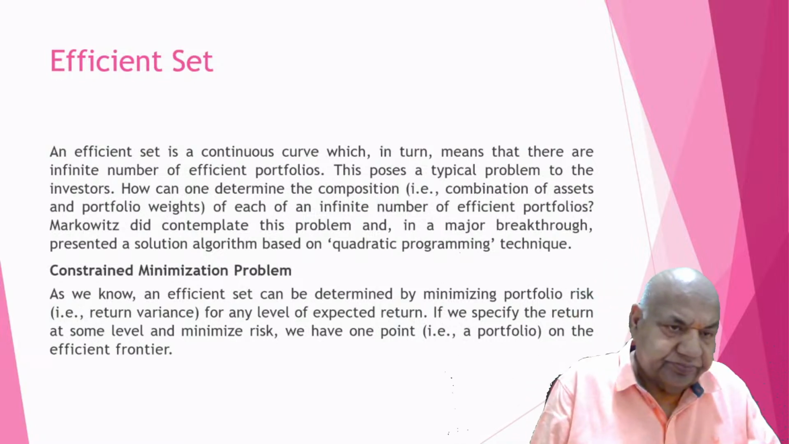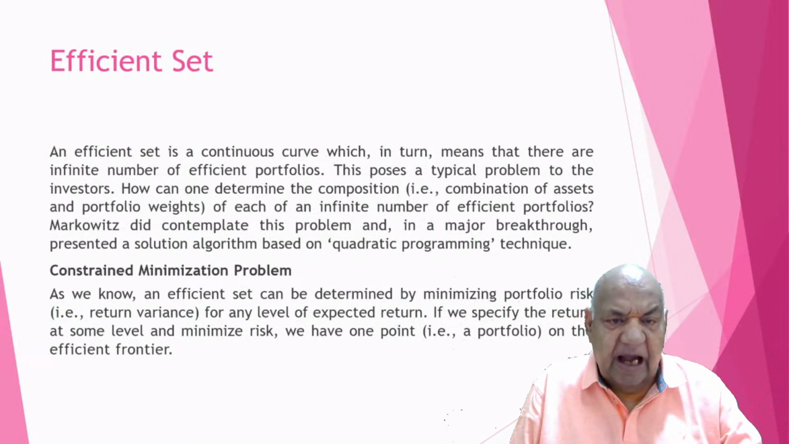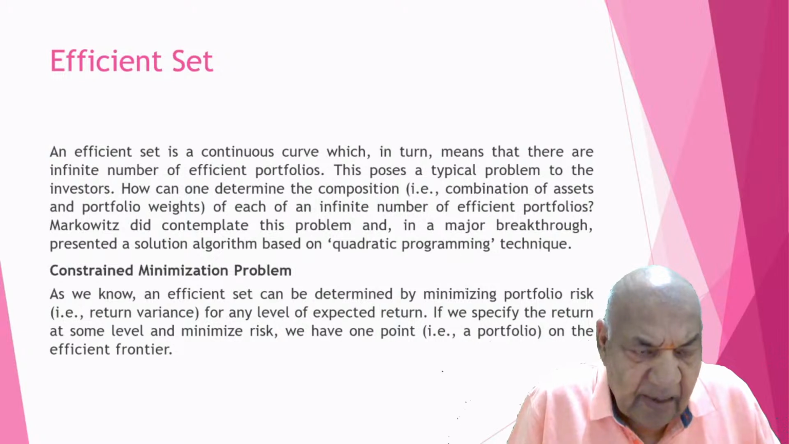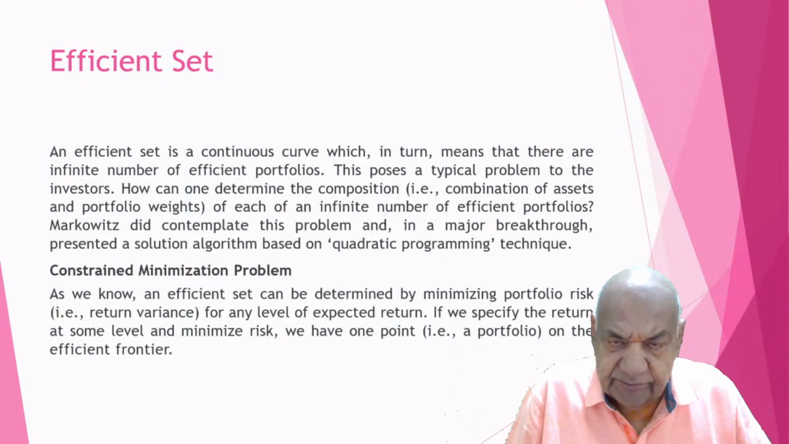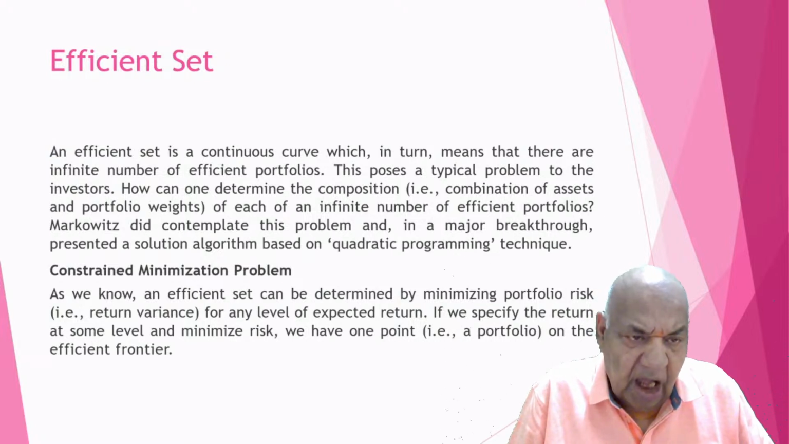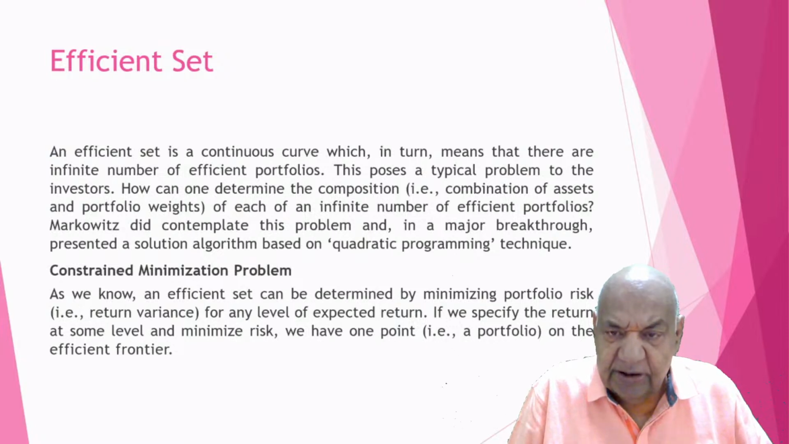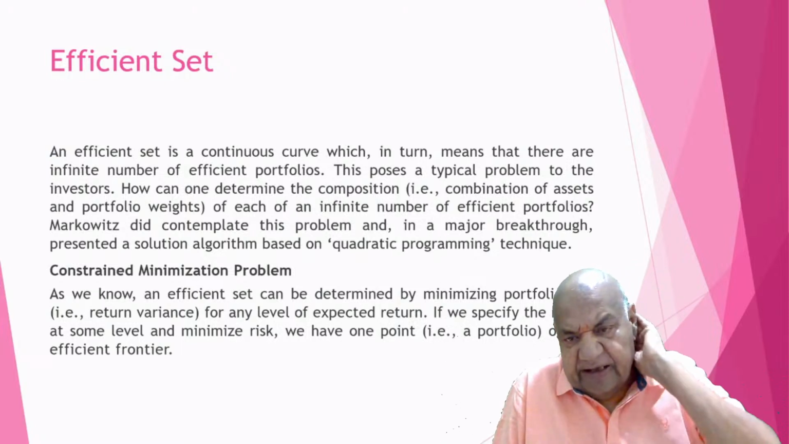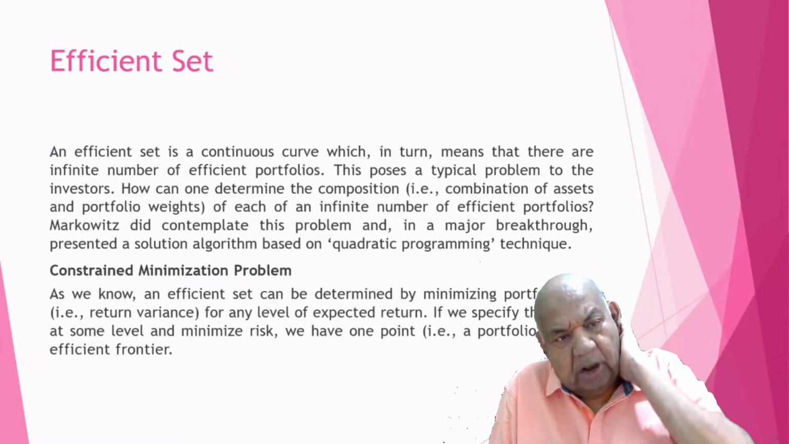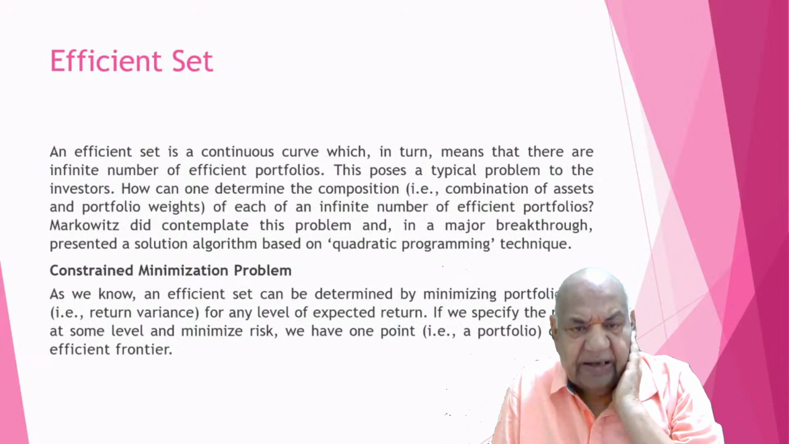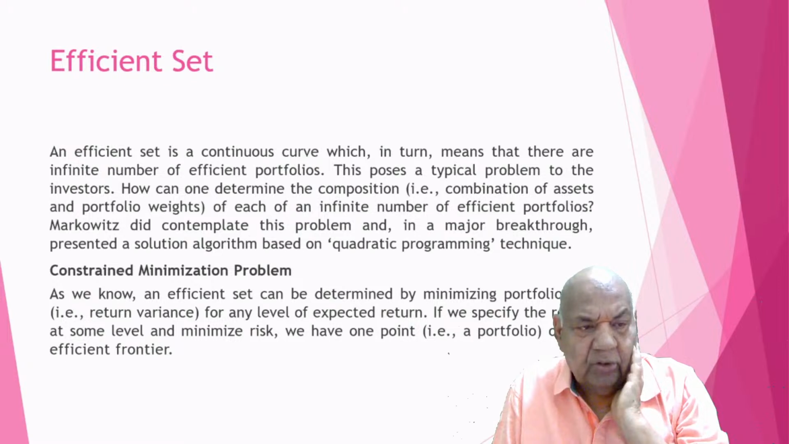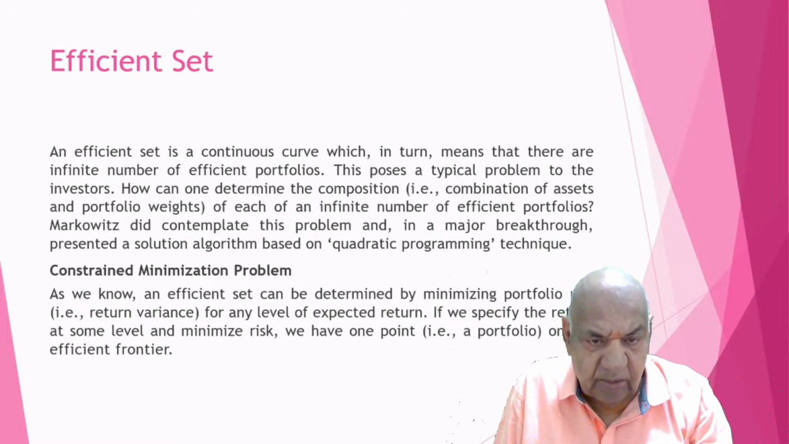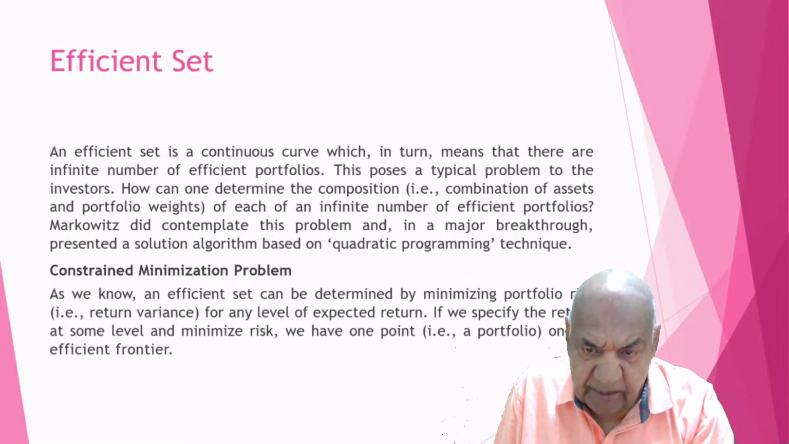Efficient set. An efficient set is a continuous curve, which in turn means that there is an infinite number of efficient portfolios. This poses a typical problem to the investors. How can one determine the composition, that is the combination of assets and portfolio weight, of each of an infinite number of efficient portfolios? Markowitz did contemplate this problem and, in a major breakthrough, presented a solution algorithm based on quadratic programming technique.